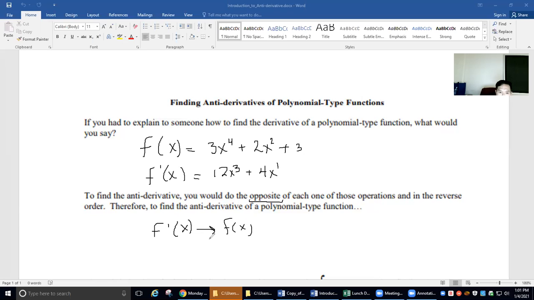Okay, so here I'm going to take 12 divided by, I don't know which one it is yet, but I know that it was 3 earlier. I'm going to add 1, so I'm going to do 12 divided by 4 plus 4 divided by 2, x to the 1 plus 1. So what does that give me when I clean this up? 3x to the 4th power plus 2x squared.